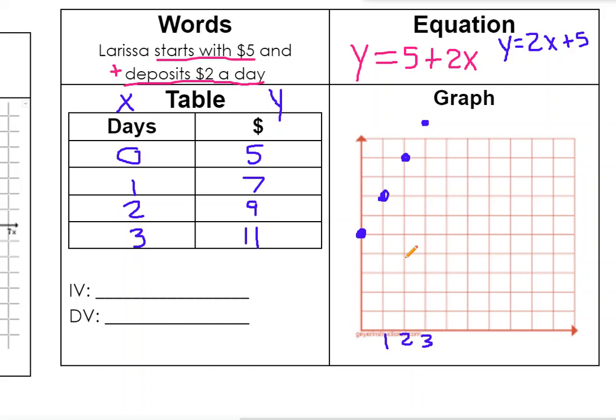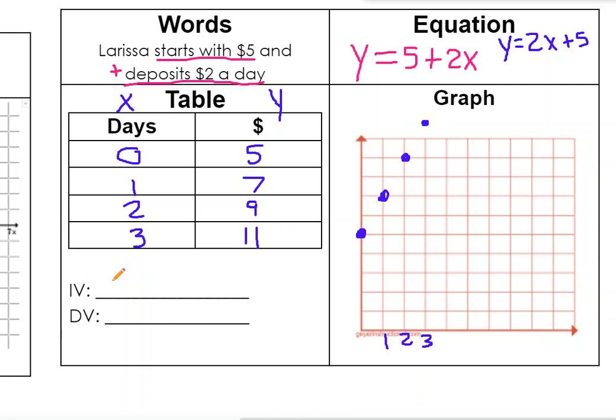But you could also graph this by using slope-intercept form, right? So plus 5 is my y-intercept. So I would put that first. And then I would use my slope of 2. 2 is 2 over 1, right? So up 2 over 1, up 2 over 1, up 2 over 1, right?